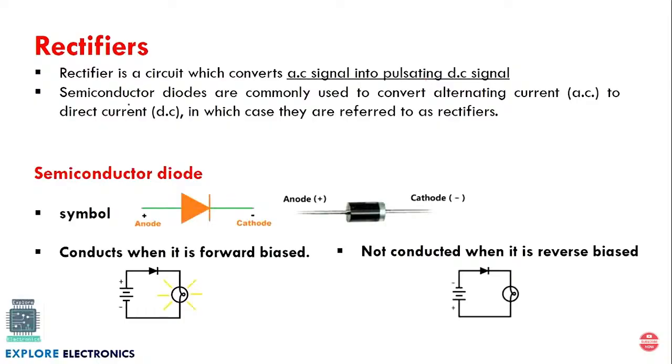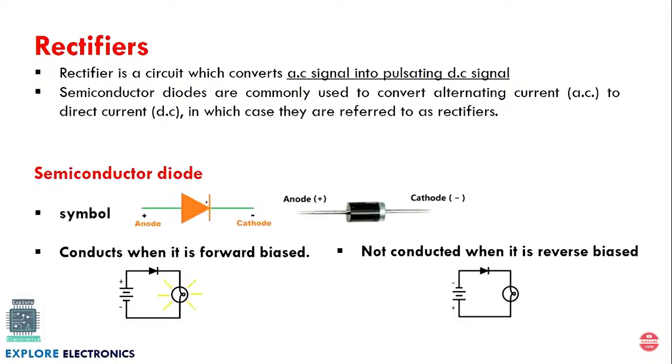And here generally we are going to use semiconductor diodes to convert the alternating current, or we say alternating signal, to direct current or the direct signal. And you can observe here the semiconductor diode, how actually it will be. It will be there in rectifiers. This is the symbol of the diode. It is a triangular symbol with a dashed line like this. This end will be called anode and this end will be called cathode.